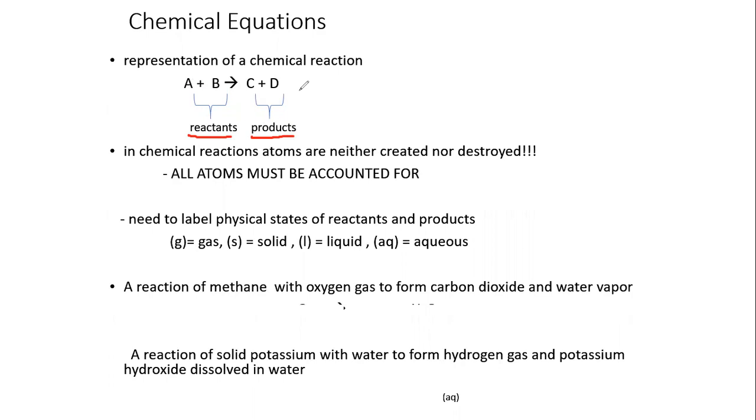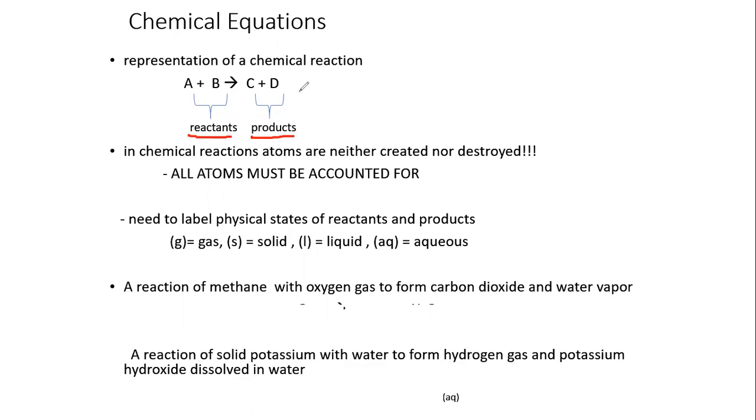Now, one thing you need to remember about chemical reactions is that in chemical reactions, atoms are neither created nor destroyed. So however many atoms you start with on the reactant side, you have to have that many atoms on the product side. So it has to be what we call a balanced equation.